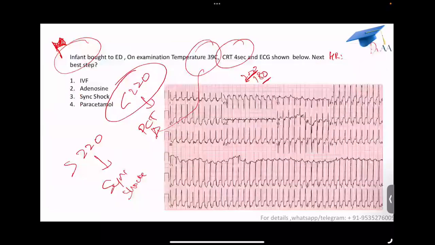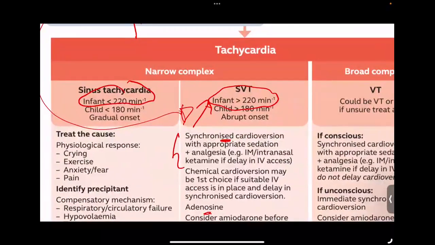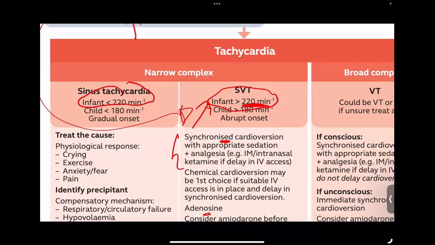In an adult, it is an SVT. You need not think twice before telling it is an SVT. In an infant, you need to think twice. That's the reason in the algorithm also they have mentioned the heart rate here.